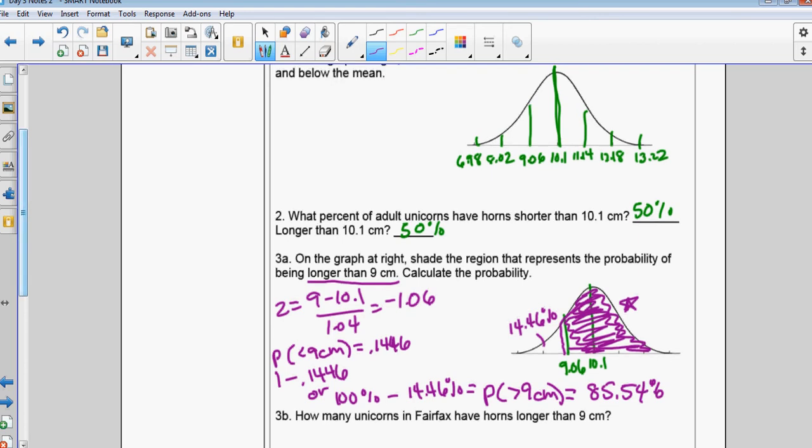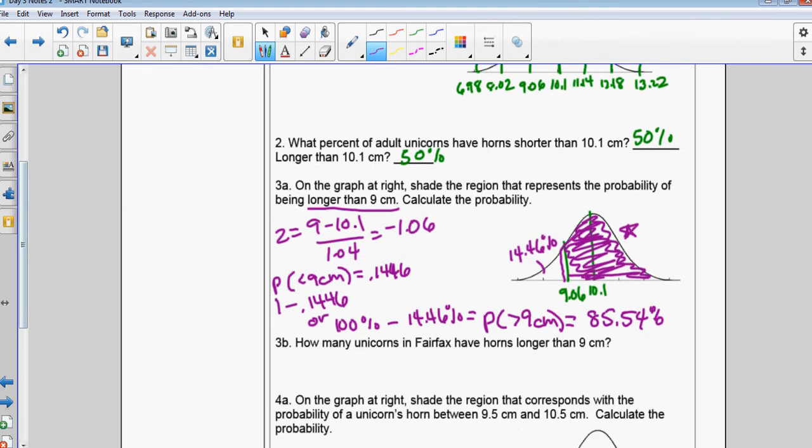And then, if I want to find exactly how many unicorns in Fairfax have horns that are longer than 9 centimeters, I can multiply my decimal, 0.8554, times the total number of unicorns in Fairfax, which is 800. And that's going to tell me that I have 684 unicorns with horns longer than 9 centimeters.